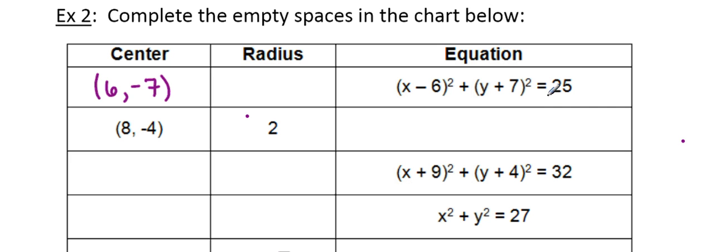I also know that they got this number over here by taking the length of the radius and squaring it. So to go backwards and determine the length of the radius, I'm simply going to take the square root of that number, making my radius 5.